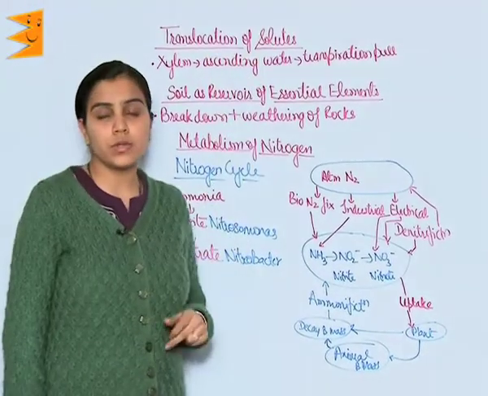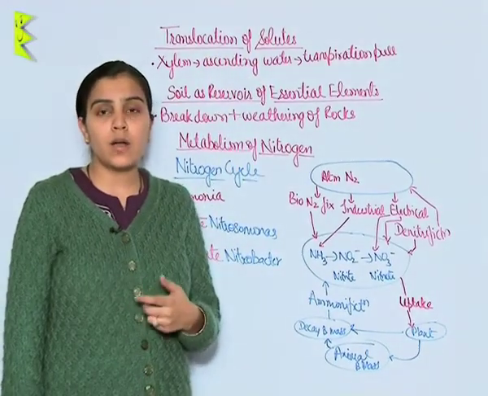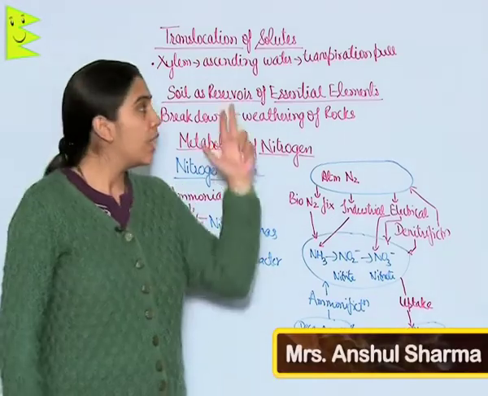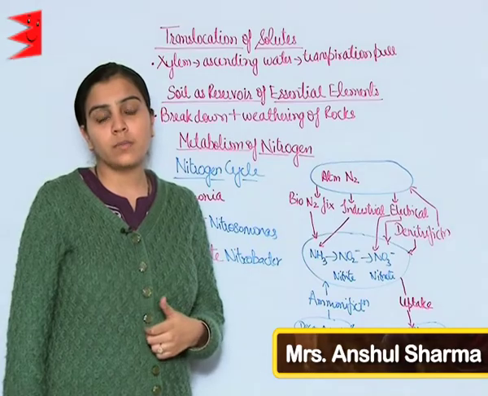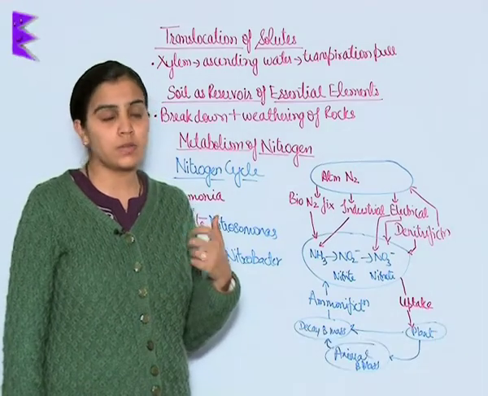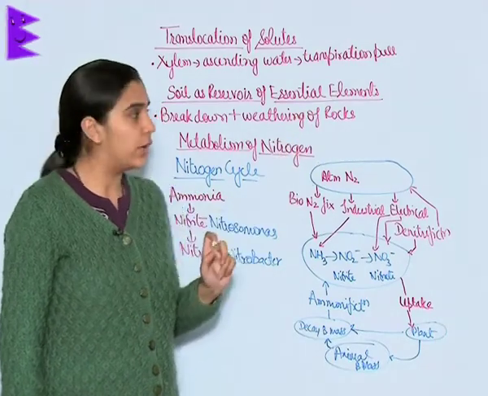Translocation of solutes. Solutes move upwards in the xylem with the ascending pull of the water, and this ascending pull of the water is caused by transpiration pull.